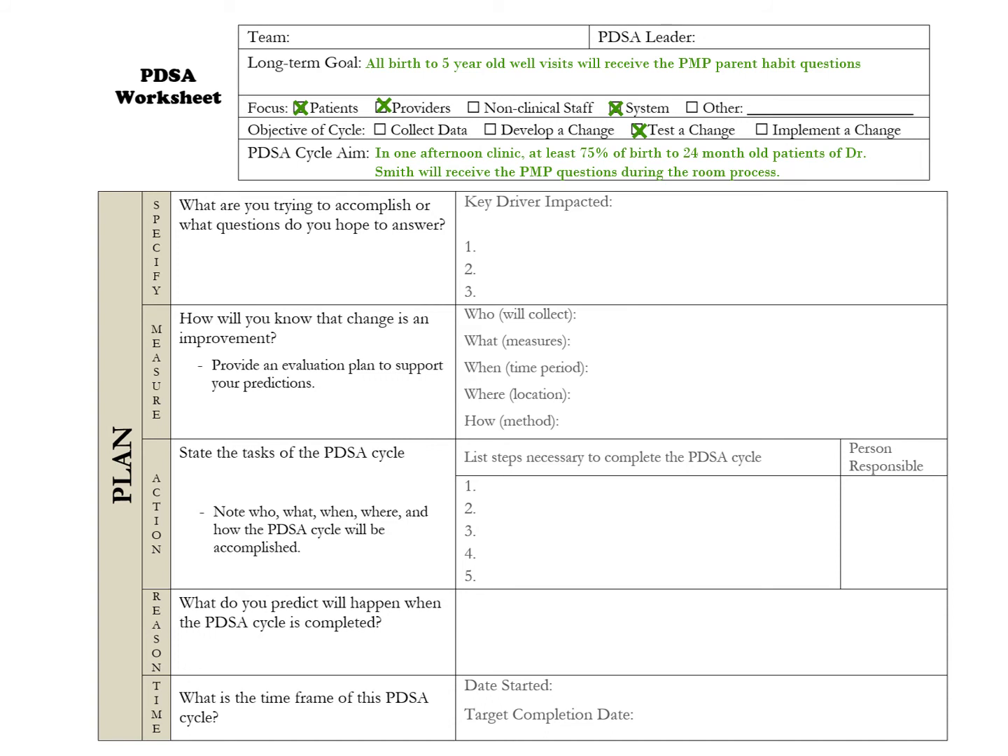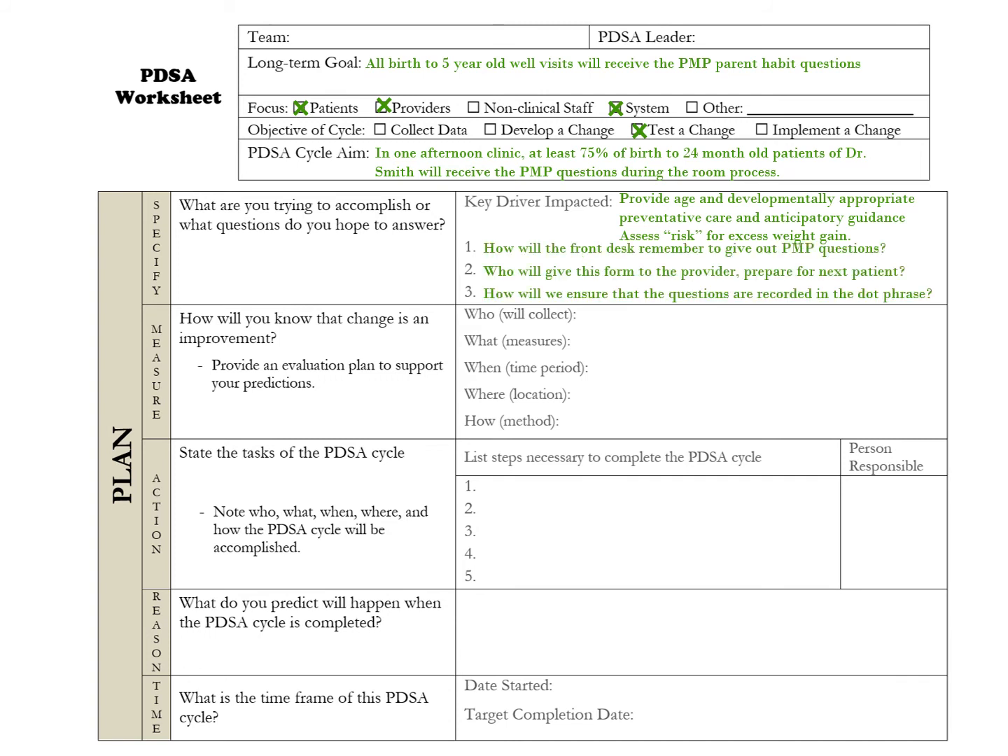And then we can move into the plan that helps us know what key driver we're impacting from that key driver diagram, outlining what will happen here and what we think will happen. So the key driver from the key driver diagram that we'll be working towards impacting is providing age and developmentally appropriate preventative care and anticipatory guidance. And we're also working on that second key driver of assessing risk for excess weight gain.